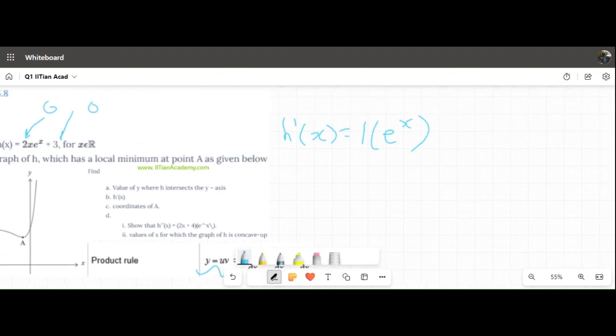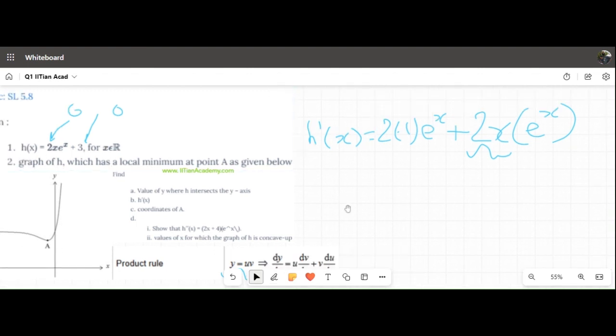So for h(x), we will have the derivative of our first term, x, which just becomes 1, and we will multiply it by our second term, e to the x. Then we will take the derivative of our second term, e to the x, which is just going to be e to the x again, so that we get 2x times e to the x plus 2 times 1 times e to the x, and that will be the derivative and the answer to part B.